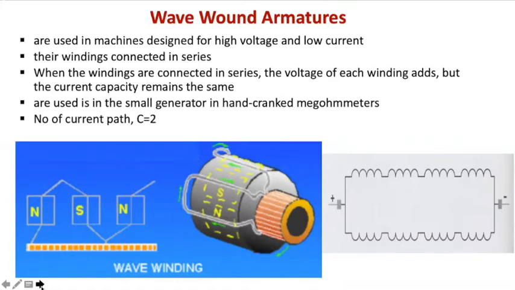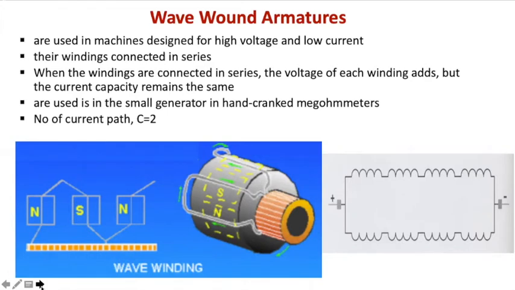And the most important part is that the total number of parallel paths is equal to 2 for the wave wound armature. Now, if you see the figure over here in blue color, the wire which is made to have a coil is flowing from north pole to south pole, then the next north pole, then the next south pole, and it will continue.